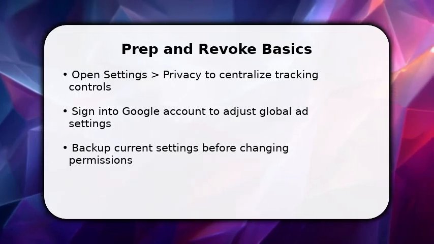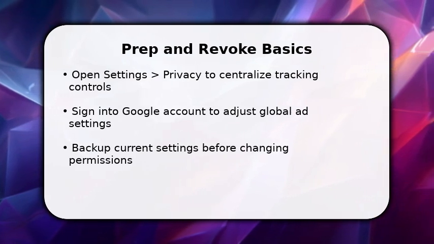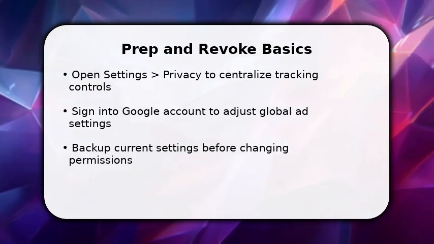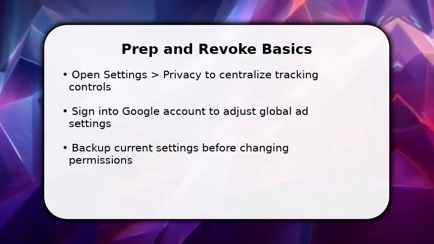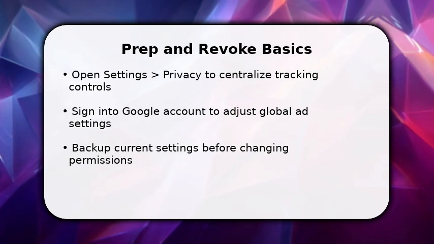You start by opening Settings and going straight to Privacy. This central hub saves time. Tap Permissions, then App Permissions to see which apps access location, camera, and microphone. Revoke any access you don't recognize.